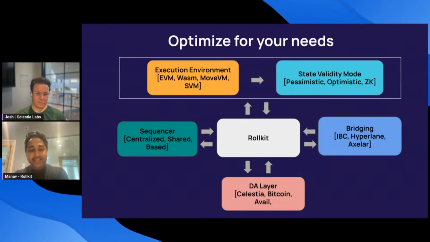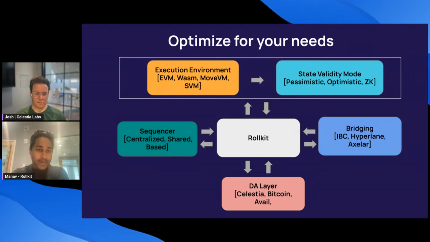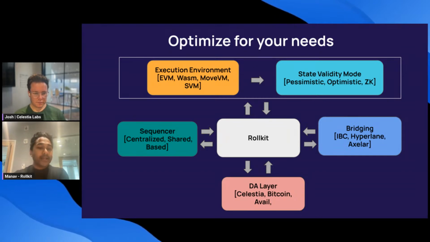Celestia, Bitcoin, another one launching called Avail, and Rollkit is completely neutral. We're building it as a neutral public good. Any of these options, we just have interfaces for them. And any implementation, Rollkit is neutral to those. So anyone could add an implementation to use their component with Rollkit.